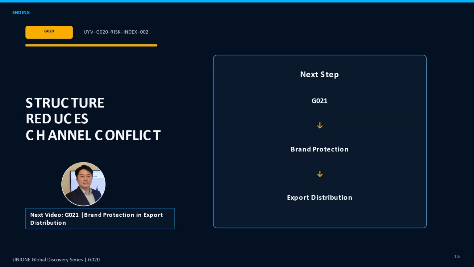Parallel imports may create short-term sales opportunities, but uncontrolled distribution routes can produce price gaps, distributor pressure, consumer confusion, and long-term channel conflict. UNIONE Global believes that transparent sourcing, clear responsibilities, document alignment, and disciplined distribution are essential for stable market development.